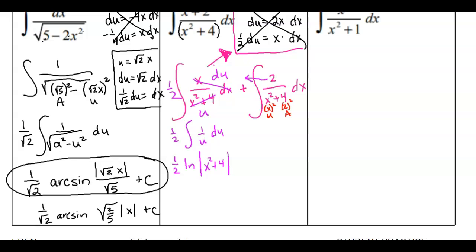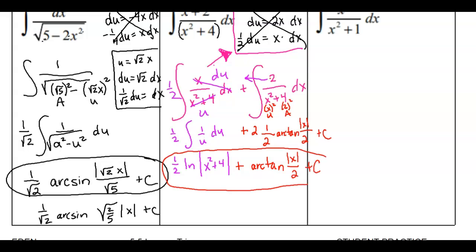So the 2 is going to come out, and then it's 1 over a arctangent u over a, and then plus c at the very end. So the 2's cancel, and we get plus arctangent x over 2, and then 1 big plus c. This is really long, but that was kind of a tricky one.